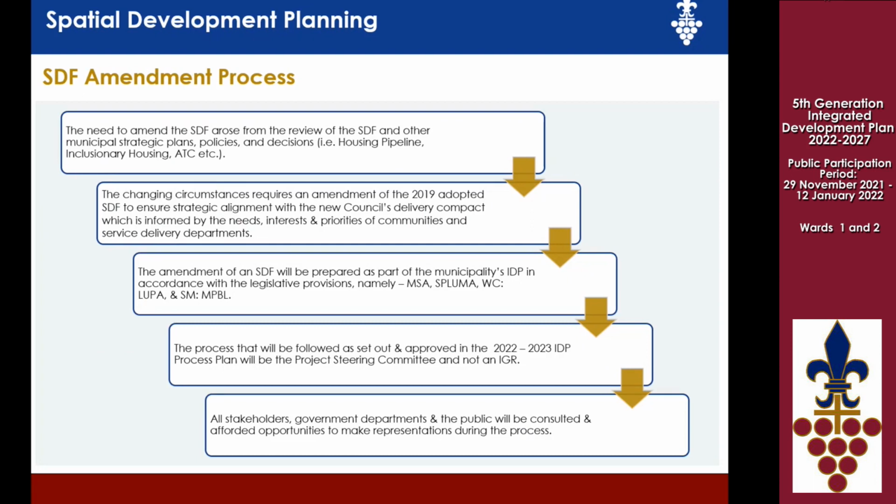The amendment process then. The first step: the need to amend the SDF arose from the review of the SDF and other municipal strategic plans, policies and decisions, i.e. housing pipeline, inclusionary housing and so on. The next step: the changing circumstances require an amendment of the 2019 adopted SDF to ensure strategic alignment with the new Council's delivery compact, which is informed by the needs, interests and priorities of communities and service delivery departments.